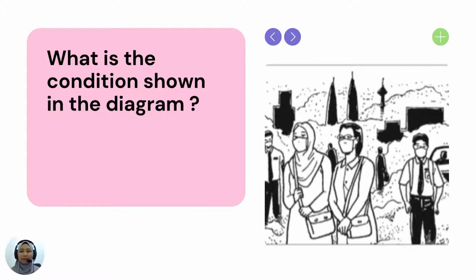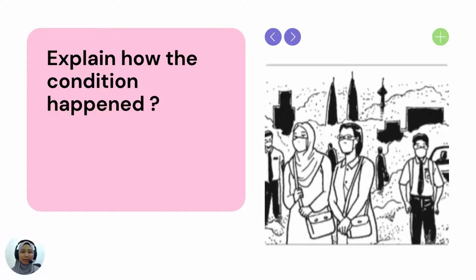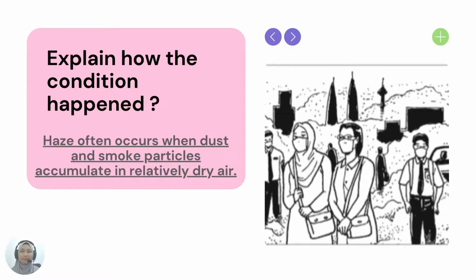Okay, students, let's answer the question. What is the condition shown in the diagram? Familiar, right? The answer is haze. Next, explain how the condition happened. Haze often occurs when dust and smoke particles accumulate in relatively dry air.